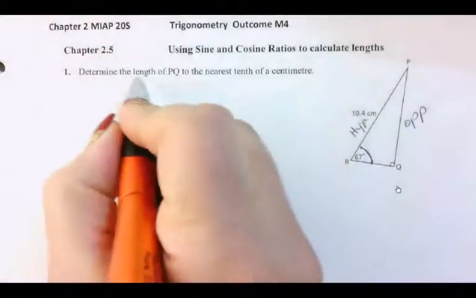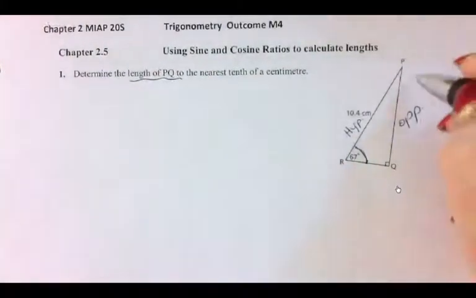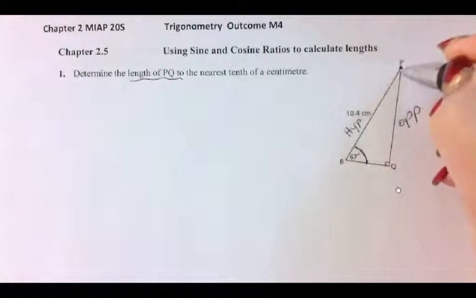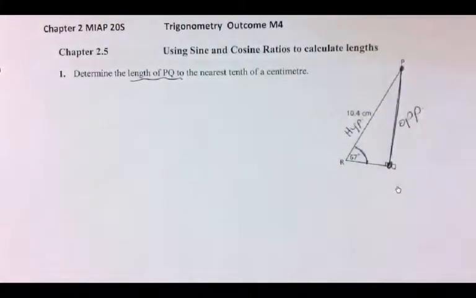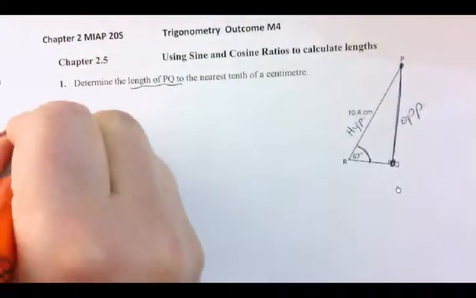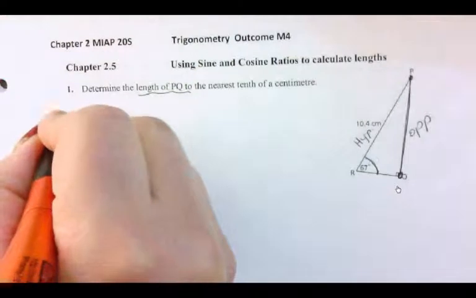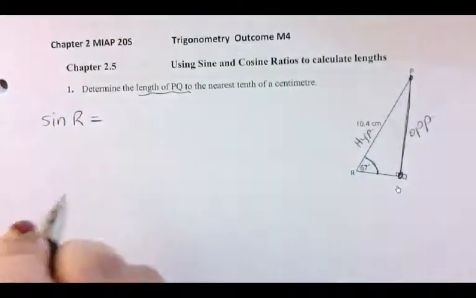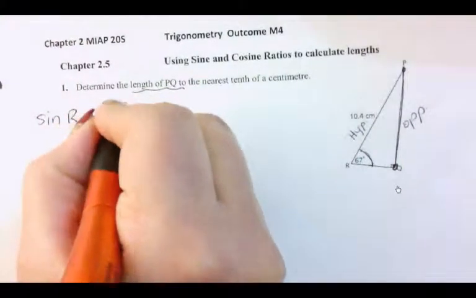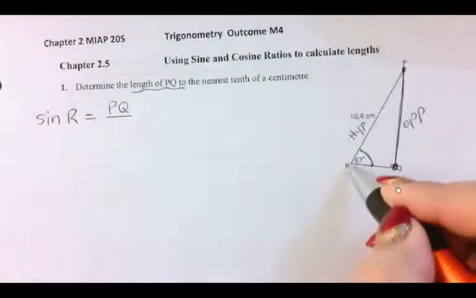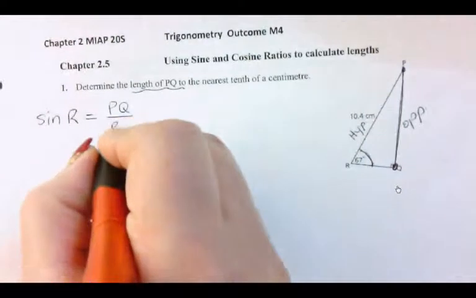It asks me to find the length of PQ. So where's PQ? PQ is from here down to here. So I need to find the opposite side. All right, so which trig ratio is this? Sine. So how do we write out our equation? Sine, and let's call it angle R, is equal to opposite, which is PQ, over hypotenuse, which is RP.